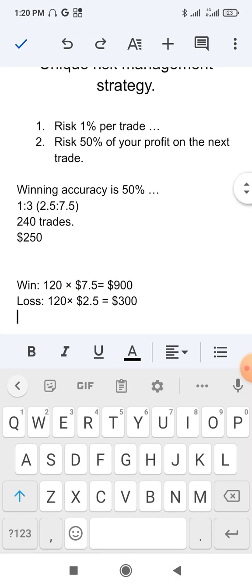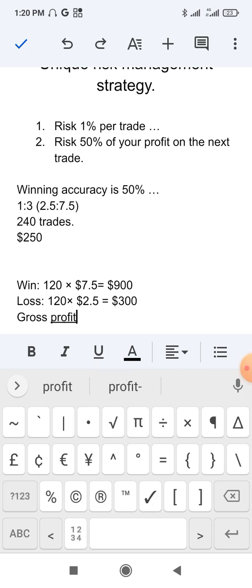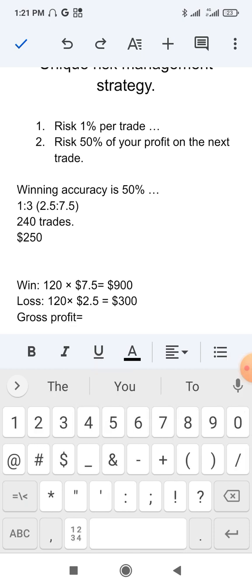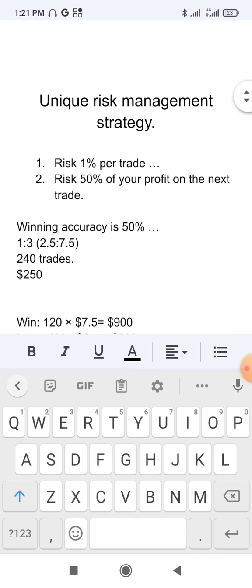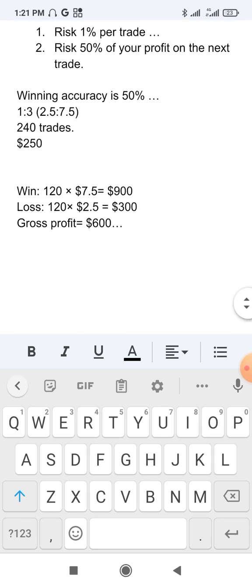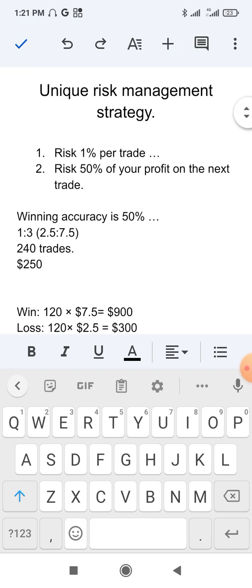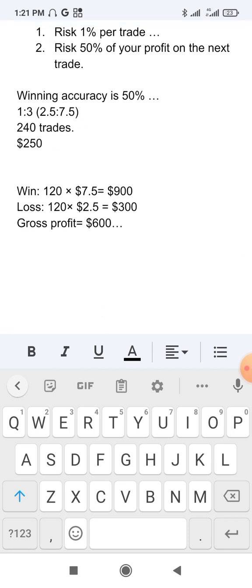So at the end of the day, our gross profit is $600. Simple stuff. Now, this is risking 1% per trade. You can decide to follow this kind of risk management because it works as well. It's a long-term business. If you make $600 profit in a month, then you've made more than 200% of your account size. So it's still very, very okay.